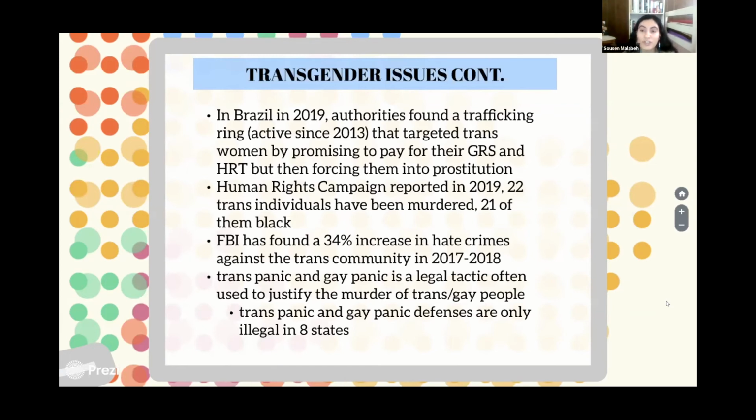And this is unfortunately only illegal in 8 states. In 40-something states, I don't know, I'm not good at math, you can pretty much use this in a court battle. You can say, "I didn't know that they were gay and I was uncontrollably enraged by this." And so that kind of gives me the right to murder someone.